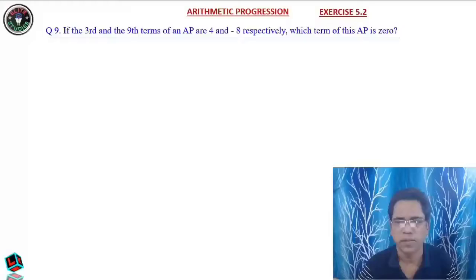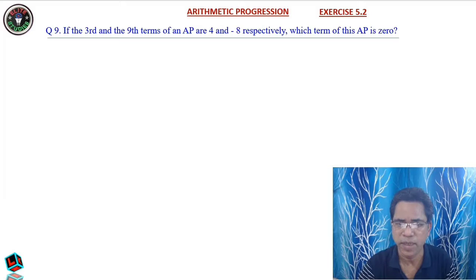Today we are going to do arithmetic progression exercise. Exercise 5.2 arithmetic progression, question number 9. If the third and the ninth terms of an AP are 4 and minus 8 respectively, which term of this AP is 0? Dear students, here first of all we need to know what is given to us.